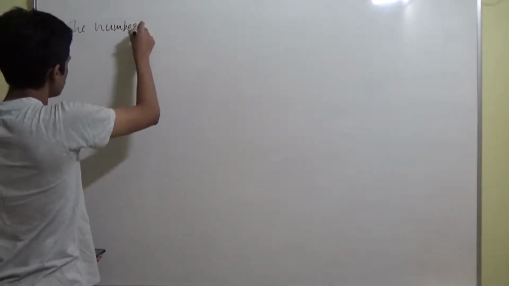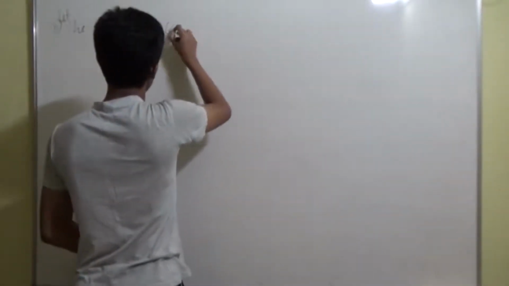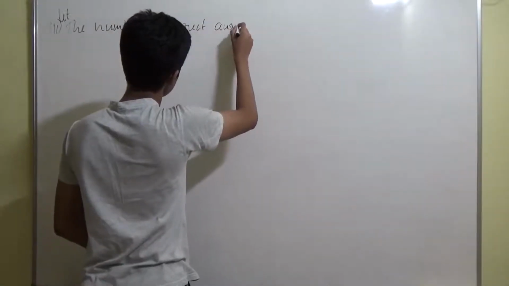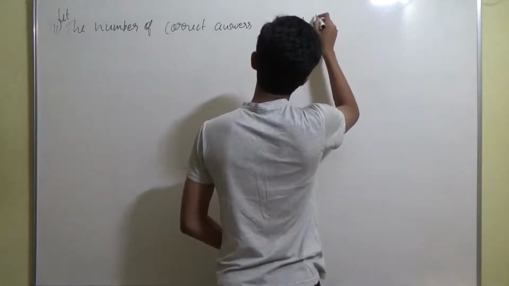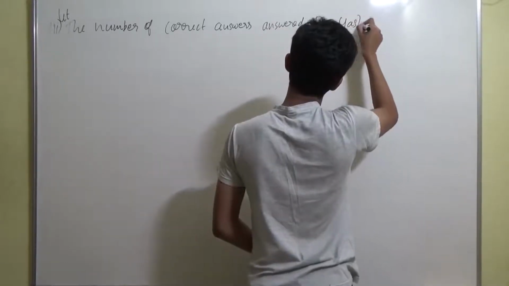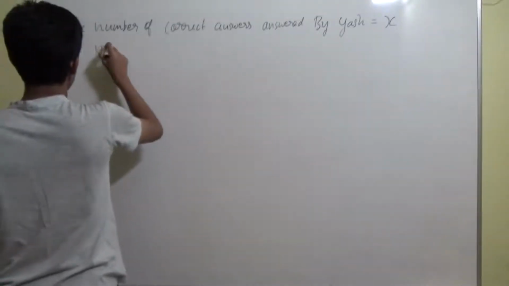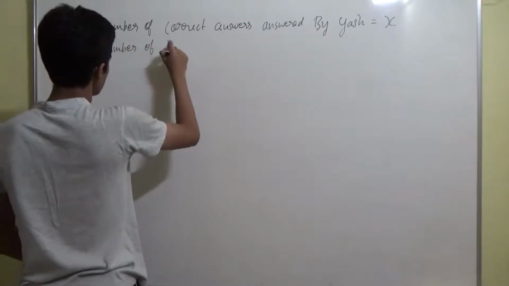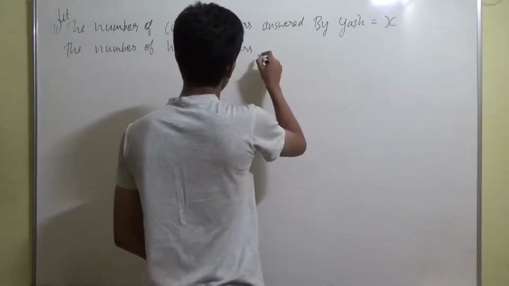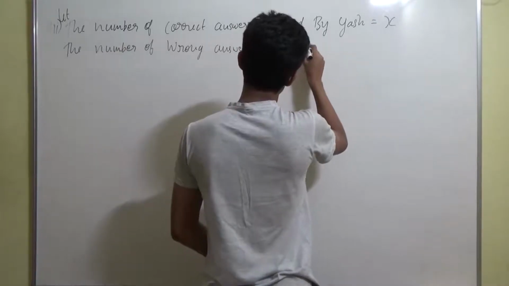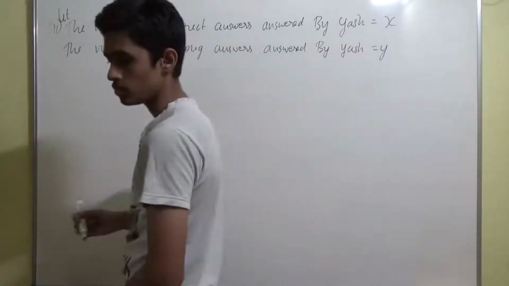Let the number of correct answers answered by Yash be equal to x, and then the number of wrong answers answered by Yash be equal to y. Okay guys, so the assumption step is over.